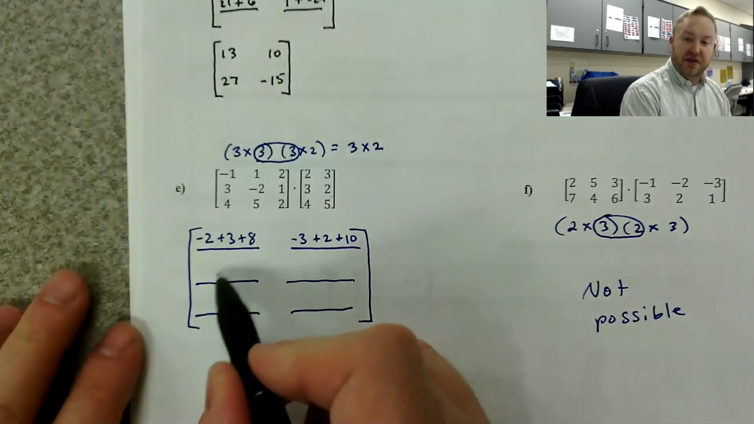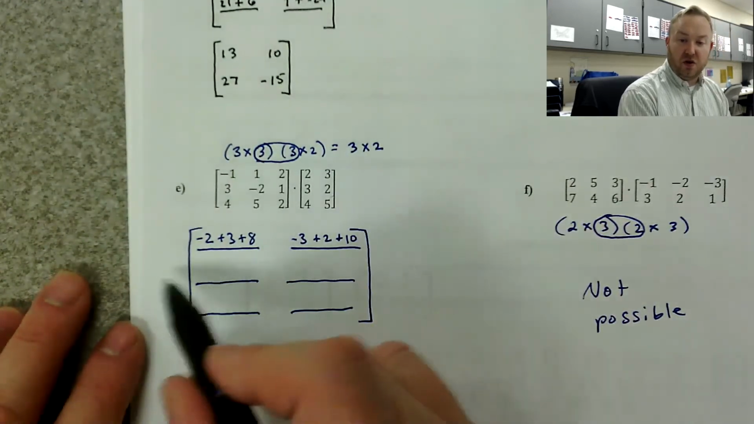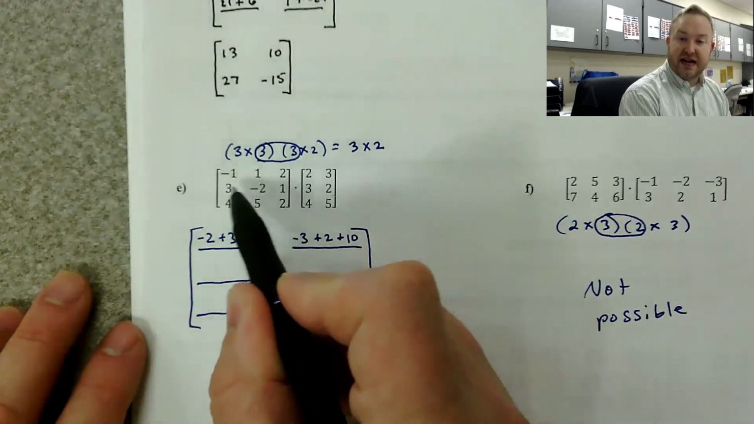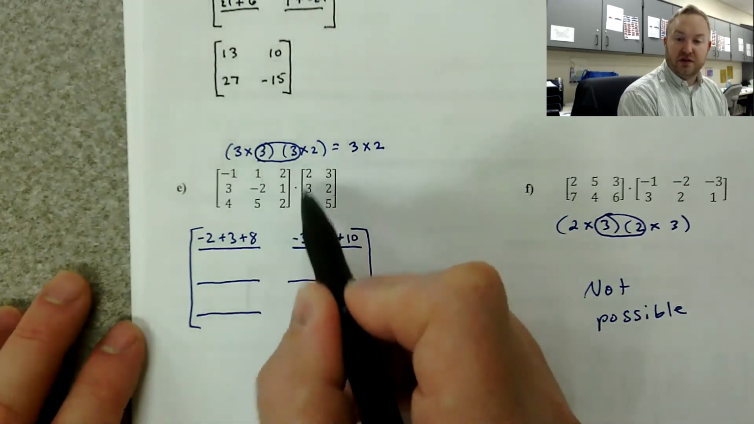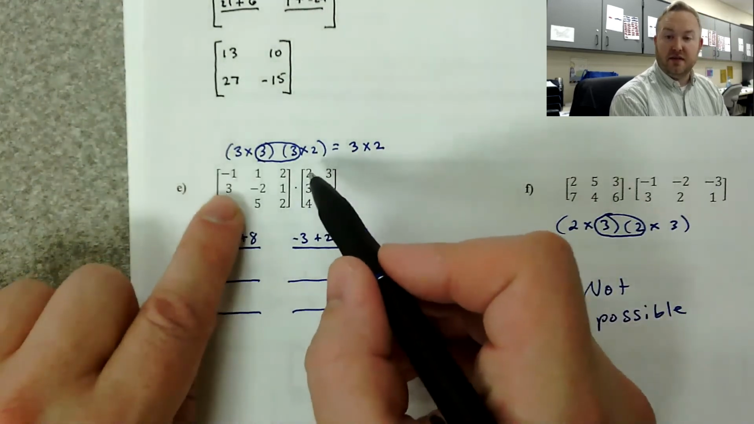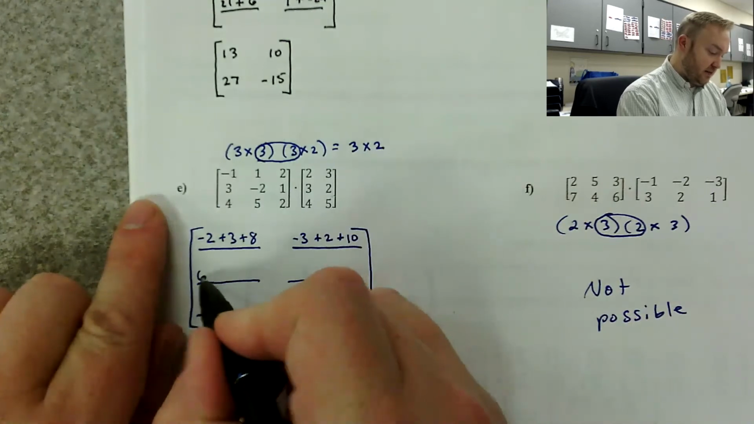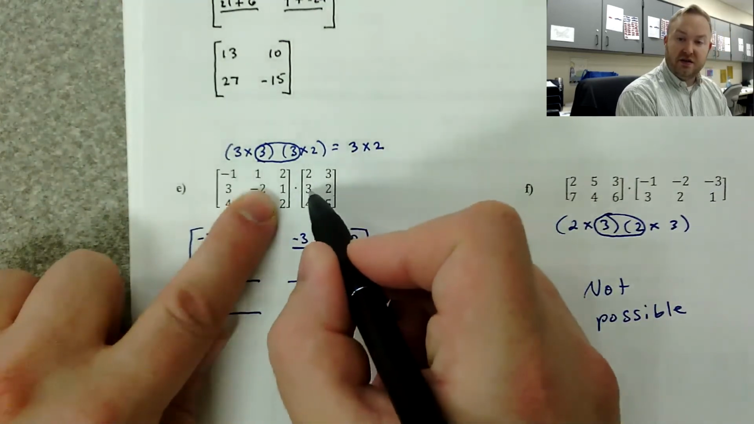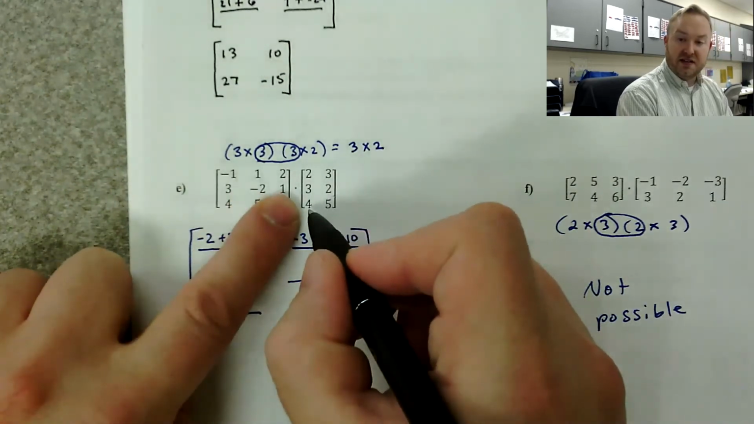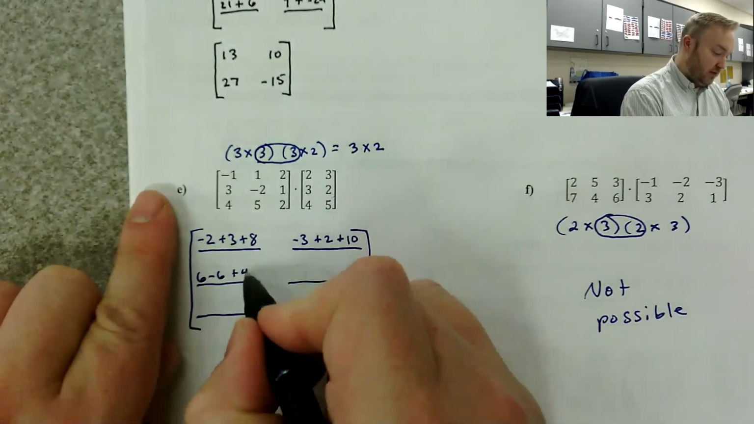Now I'm going to go to this number, which is in the second row and the first column. So I'm going to be multiplying the second row here times the first column here. Start at the beginning of this row and the beginning of this column. 3 times 2 is 6. Across and down, -2 times 3 is -6. Across and down, 1 times 4 is 4.